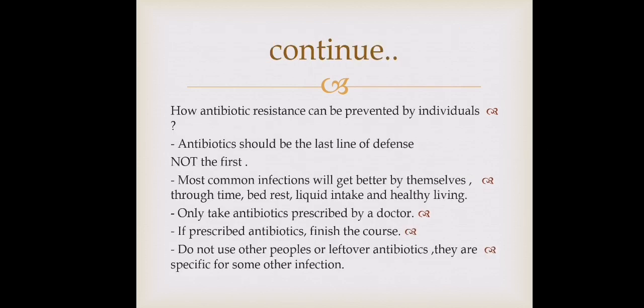For example, how could antibiotic resistance be prevented at the level of the individual? The individual should know that the antibiotic is not the first line of defense, not the first, it may be the last one. And most common infections will get better by themselves. They don't need antibiotics. And you have to only take the antibiotics prescribed by a doctor, and you have to finish the course. Do not use other people's or leftover antibiotics.